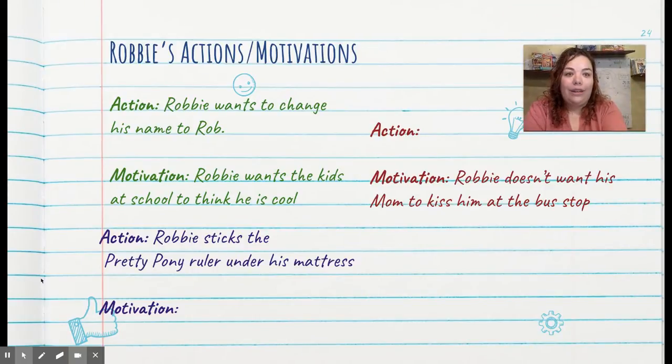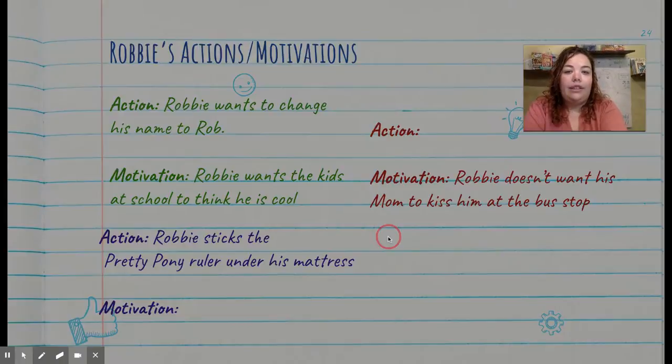The next one, you're going to fill in the action. I'm going to give you the motivation. We know Robbie internally, inside him, he doesn't want his mom to kiss him at the bus stop. You're going to write down the action. What does Robbie do because he doesn't want his mom to kiss him at the bus stop? What can you actually see or hear him do in the book because he doesn't want that to happen?